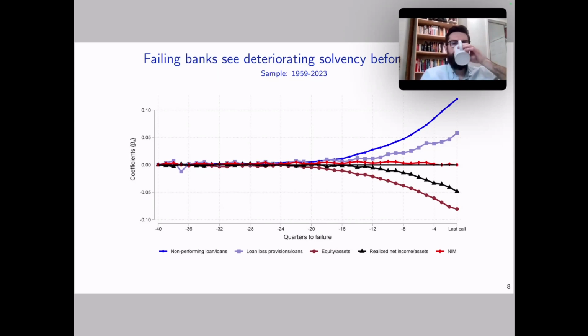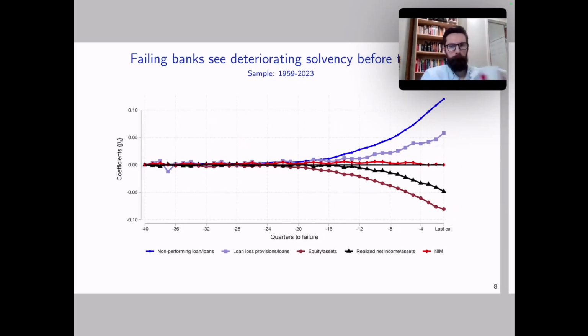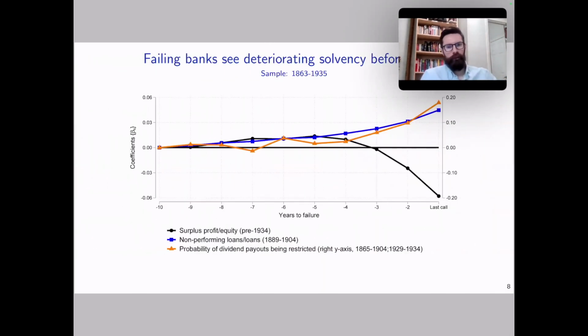Now, what's really interesting is you can do the same graph for the historical US banking system that includes the era before the Fed is in existence, sometime with the Fed in existence, but no FDIC. Turns out, again, you can get these very clear patterns of deteriorating solvency in failing banks many years before they fail.